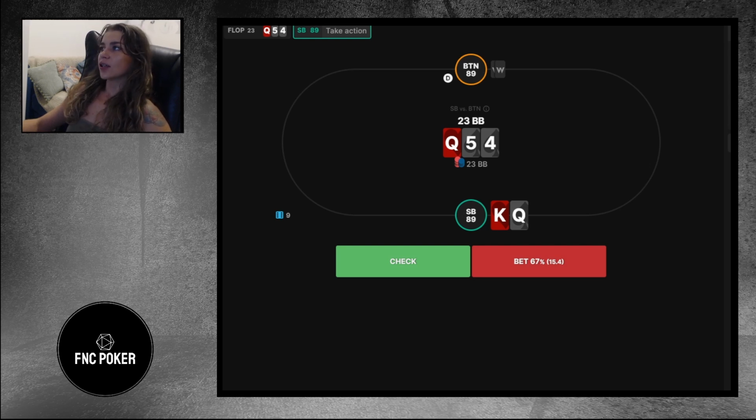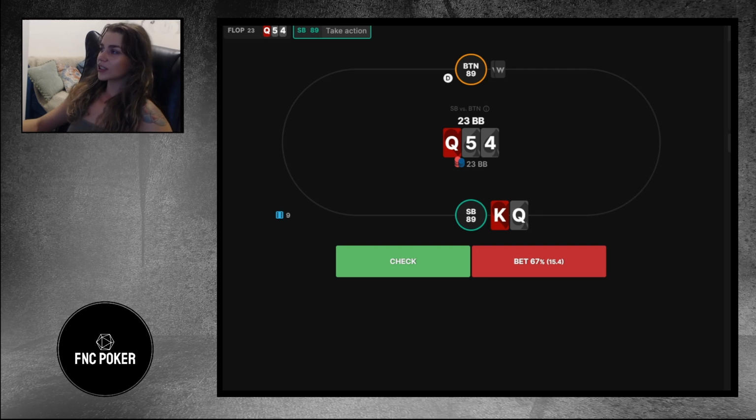For the button though, every street is set as dynamic because we never know what sizes we're gonna face in game. It doesn't mean if we play a certain strategy, our opponent will play the same, so it's important to know how to react versus different sizes.